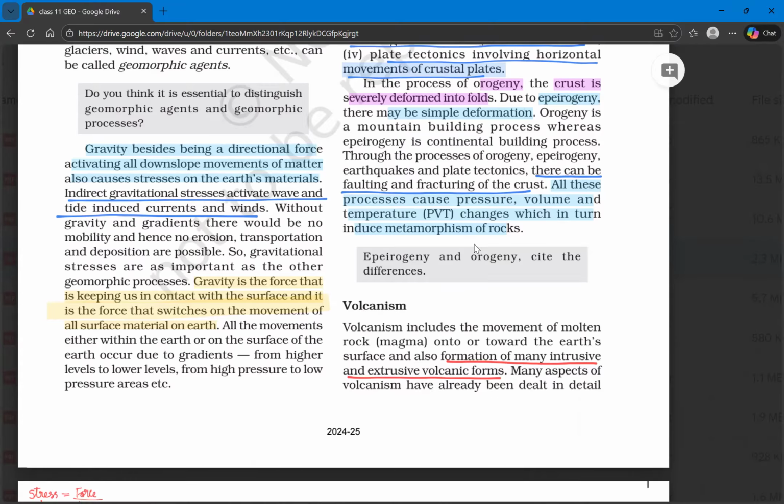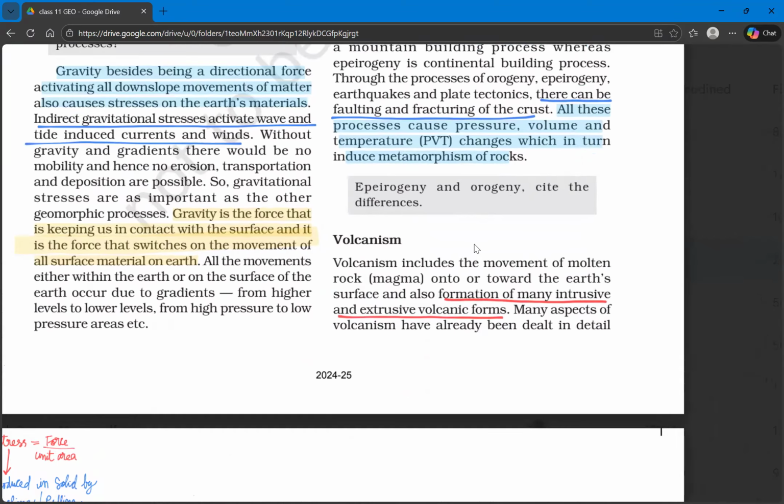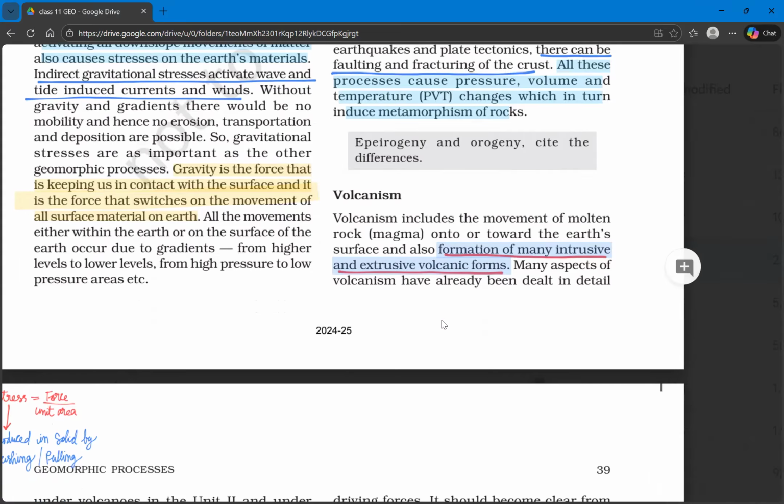Now let's get into the details of another endogenic process, that is volcanism. Volcanism includes the movement of molten magma onto or towards the Earth's surface, and also the formation of many intrusive and extrusive volcanic forms. As studied in the previous chapter, extrusive forms are formed on the surface of the earth, whereas intrusive forms are formed inside the interior of the earth, like phacolith, lopolith, laccolith, batholith. So these are all the intrusive and extrusive volcanic forms that are formed due to volcanism.